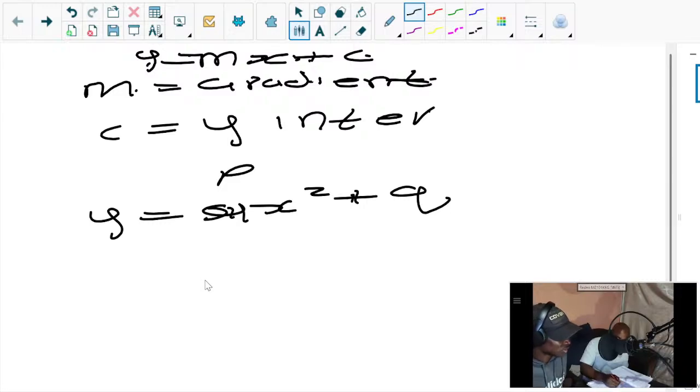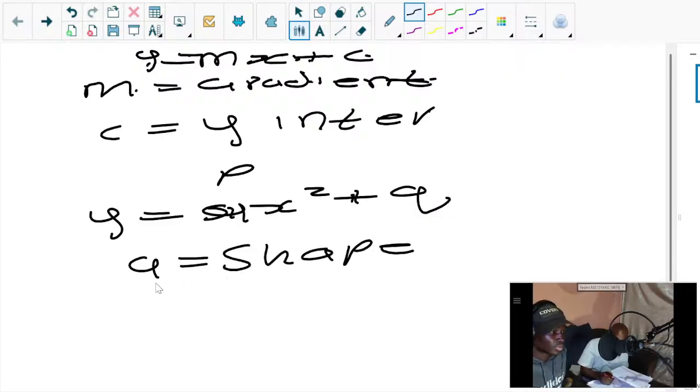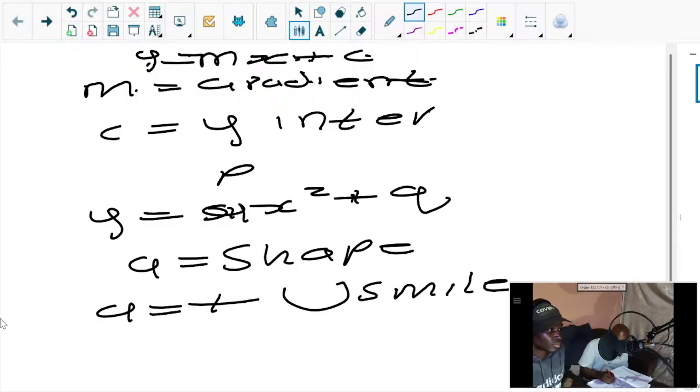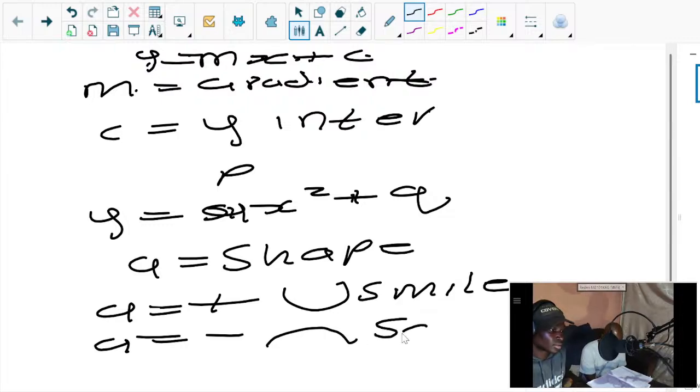With the a part here, it tells us the shape of the function, which is whether it is going to be smiling or sad. So if it's a parabolic function, we can either have an a which is positive or negative. If a is positive, it smiles. If a is negative, it's sad.